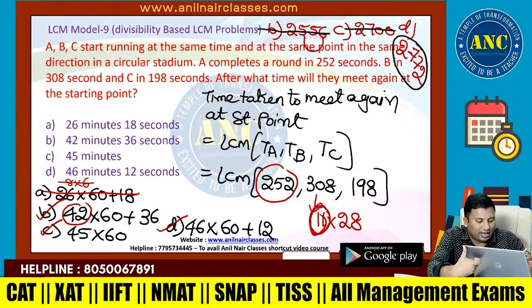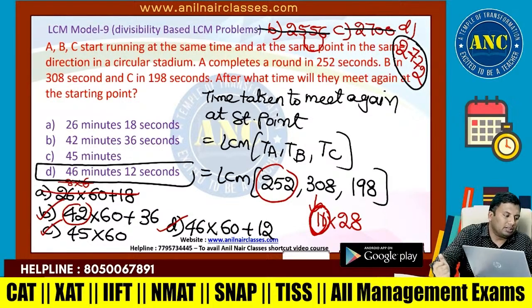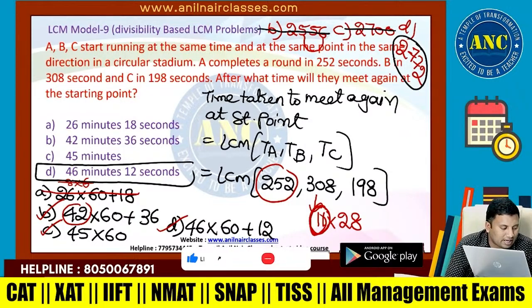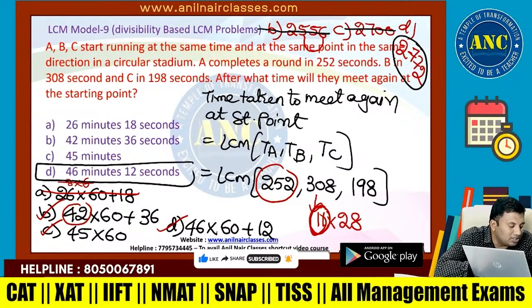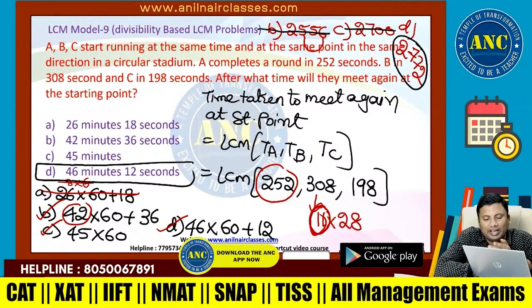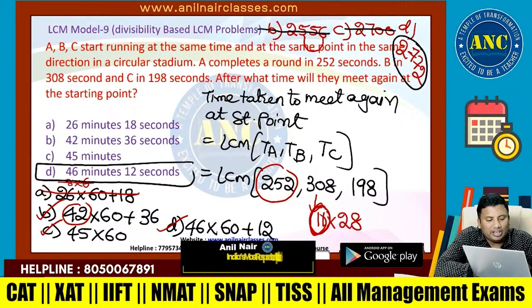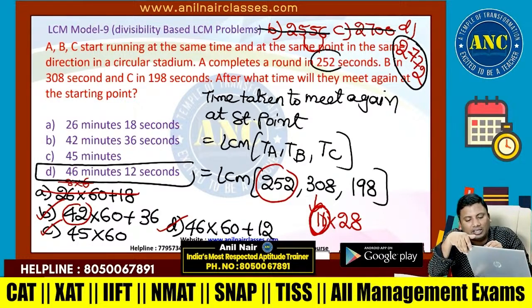2772 is the answer. 46 minutes and 12 seconds is the answer. Harini says, why is the answer not 0? Why would it be 0, ma'am? Each one is taking a different time to complete a round.